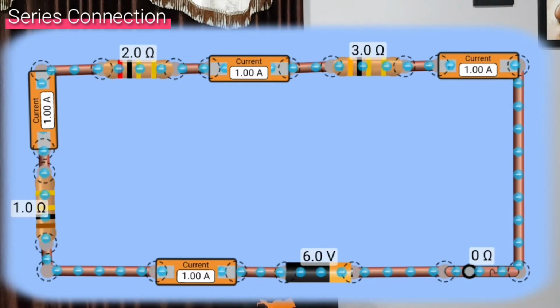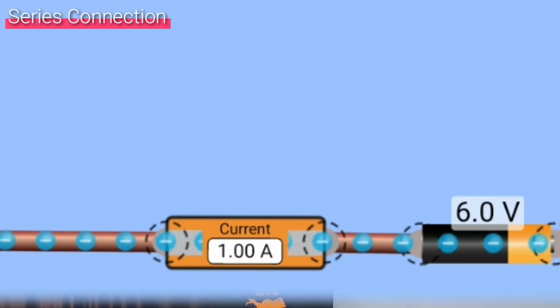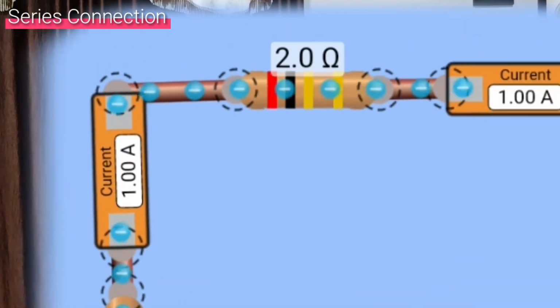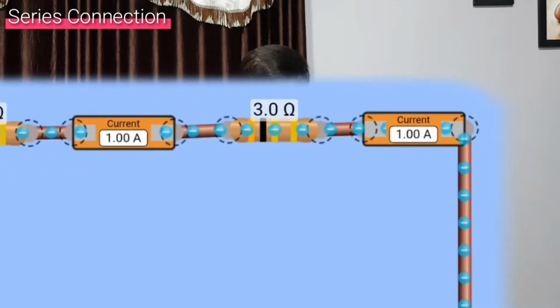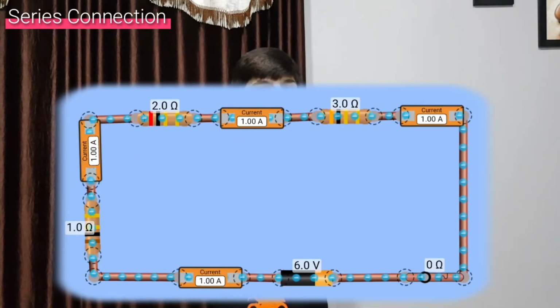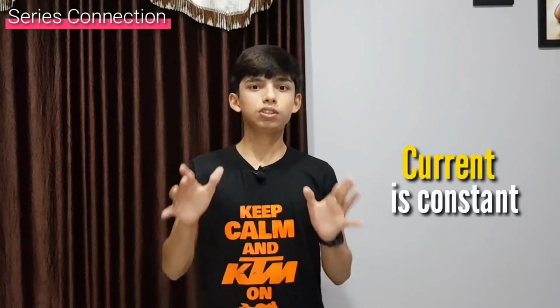Here we can see that all the ammeters are showing the same readings. It means that throughout the circuit our current is constant. And what's the value of current? It is 1 ampere, and after some time you will understand why the value of current is 1 ampere. So we have seen that current is constant.